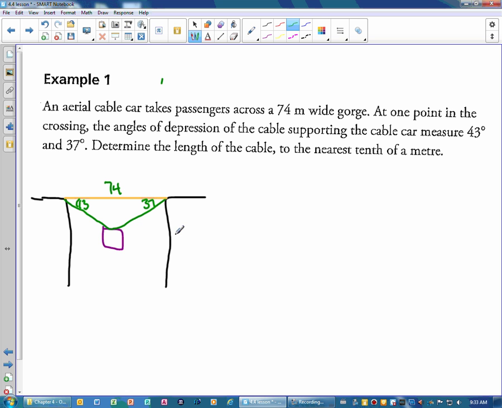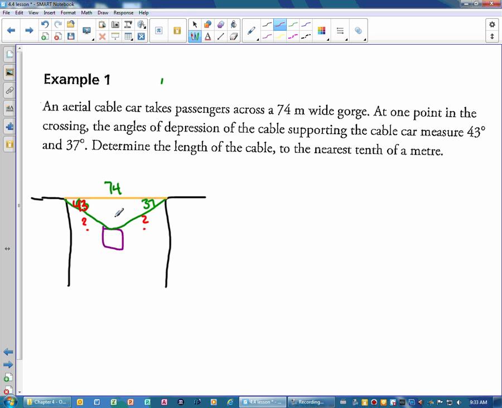And it does say that the gorge is 74 meters wide, so 74 goes here. And it's asking to determine the length of the cable. So it wants to know the entire length, but remember, which is in 2 sections here, because the cable car would be weighing it down. So it's wondering what's the length of this and the length of this, and then we just add them together and we have the total length. All right, so look at what we have. We've got 2 angles. This is a 43, that's a 37, and we know that's 74.